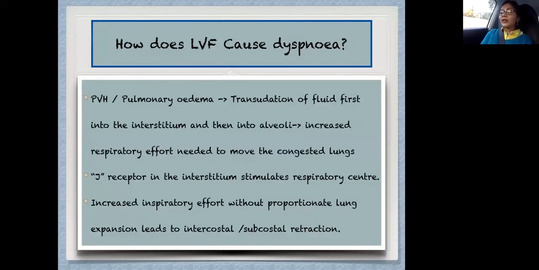So how does pulmonary edema cause dyspnea? There is transudation of fluid into the interstitium first, and then into the alveoli, which leads to increased respiratory effort. The lungs are congested and you need more effort to move the lungs, so the J receptors get stimulated, and they stimulate the respiratory center in turn. Also, this increased respiratory effort without a proportionate increase in lung expansion leads to intercostal or subcostal retraction, which is very commonly seen in infants with heart failure.